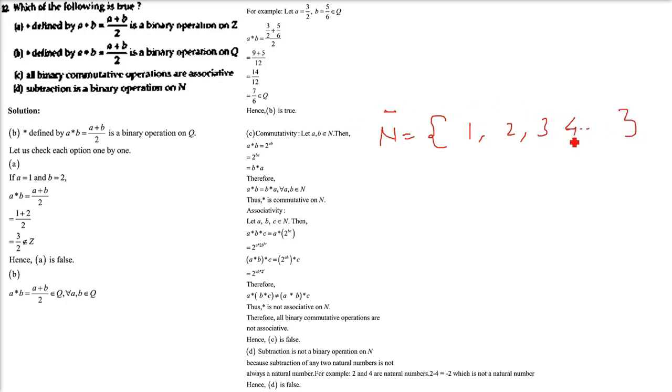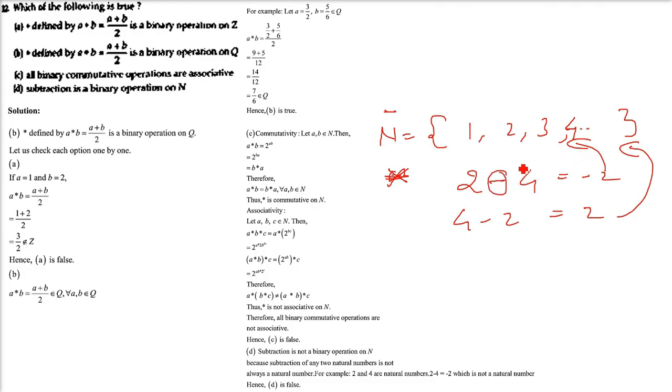Or just take an example. Rather, I'll take 2 and 4 and 4 and 2. When we take 2 and 4, I'm saying subtraction is a binary operation. So the operation is subtraction: 2 minus 4 and 4 minus 2. 2 minus 4 is negative 2. 4 minus 2 is positive 2. Positive 2 is belonging to the natural numbers, but negative 2 is not belonging to the natural numbers. That is why subtraction is not a binary operation on the natural numbers. Hence, this D part is false.